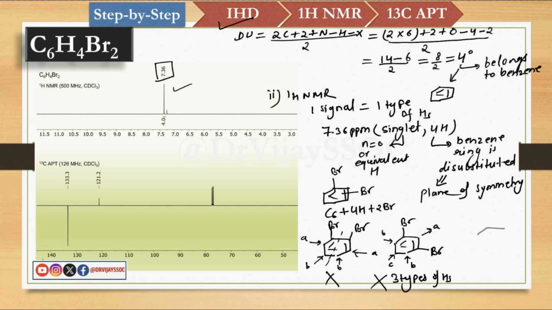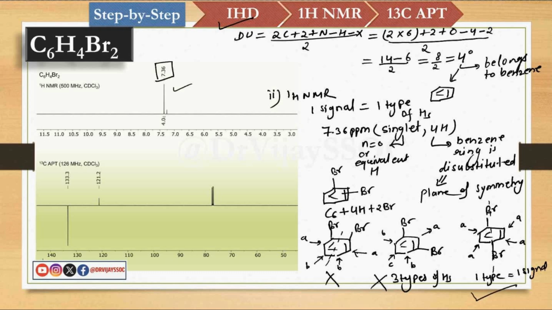Now look at this option in which the bromo groups are present at the para position. If you draw the plane of symmetry, then this hydrogen and this hydrogen have the same chemical environment. This hydrogen and this hydrogen also have the same chemical environment. So all these hydrogens are the same, so it has only one type of hydrogen and it will show only one signal. So hence we can say that the correct structure for the given NMR belongs to this compound.